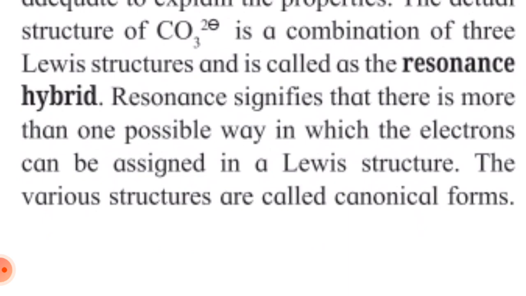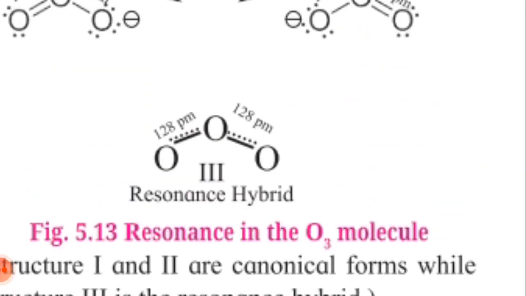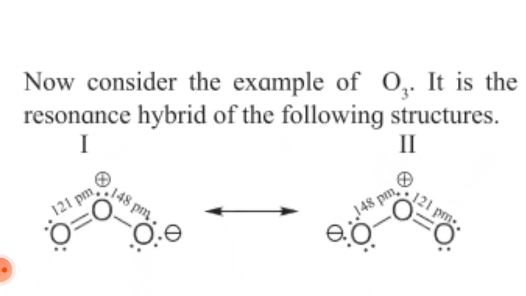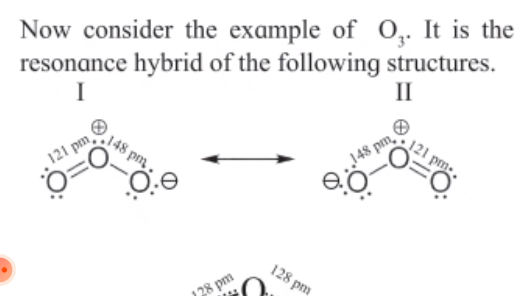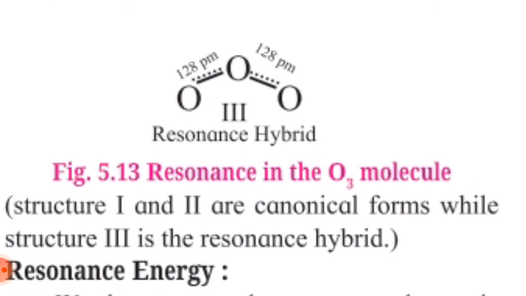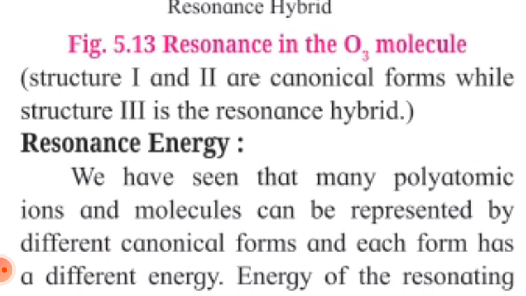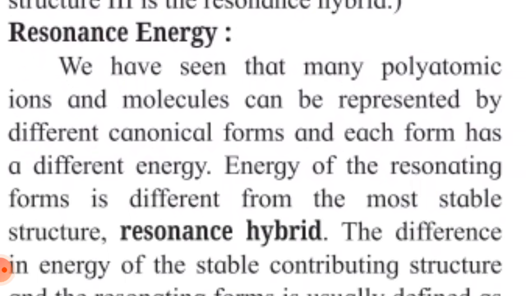Resonance signifies that there is more than one possible way in which the electrons can be assigned in a Lewis structure. The various structures are called canonical forms. Now consider the example of ozone. It is the resonance hybrid of the following structures. Resonance in ozone molecule. Structures 1 and 2 are canonical forms while structure 3 is the resonance hybrid.